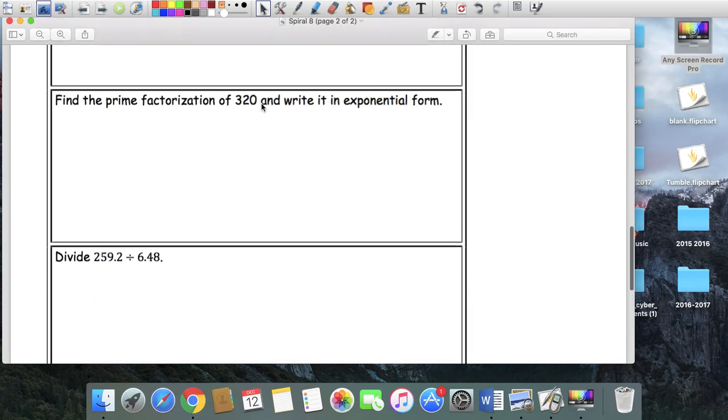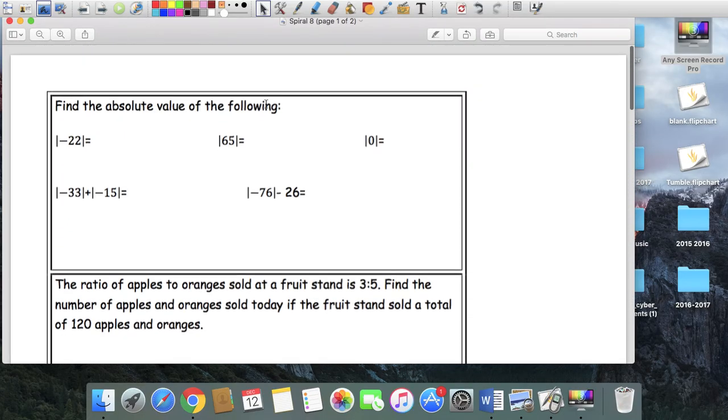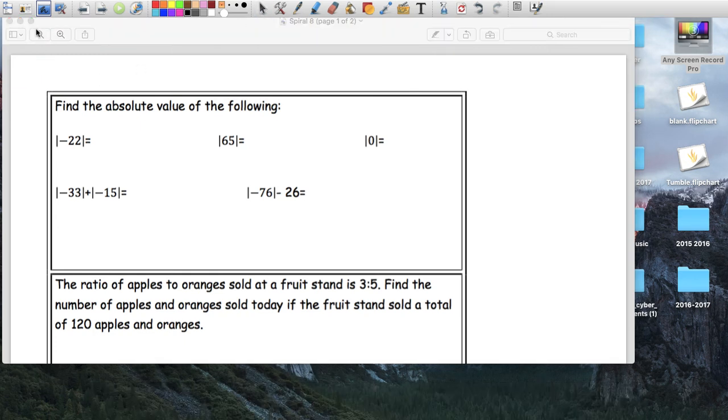Next one. Wow, really? Okay, so that was Spiral 8. Super, super easy.